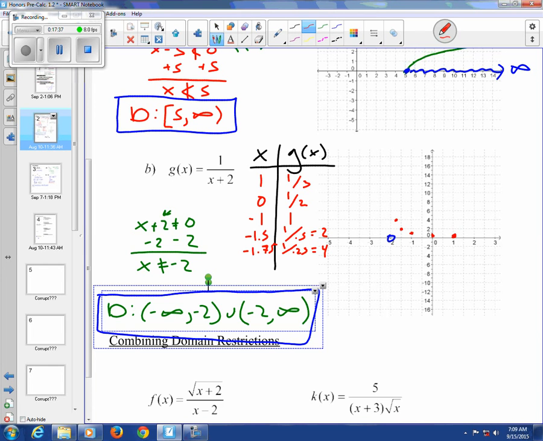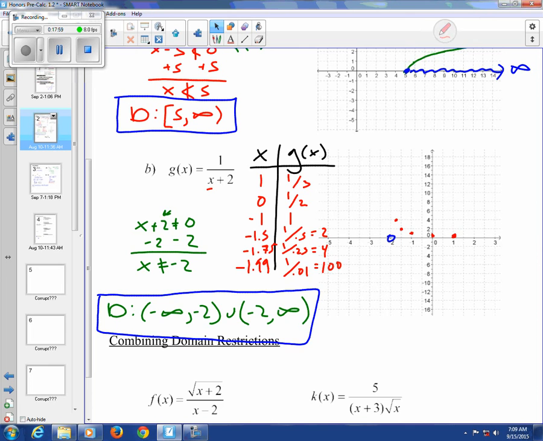We get really close, let's say we plug in -1.99. Now when we plug in -1.994x, we get 1 over 0.01, which is giving us an output of 100. We're already off our graph. So basically what we're seeing is the closer we get to that hole of -2, the smaller the denominator gets and the larger our outputs get.